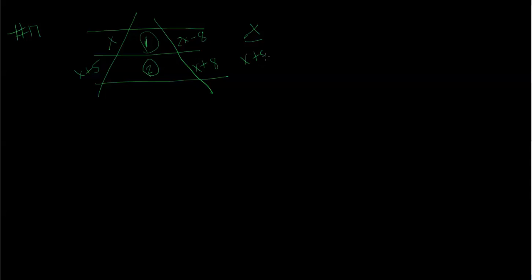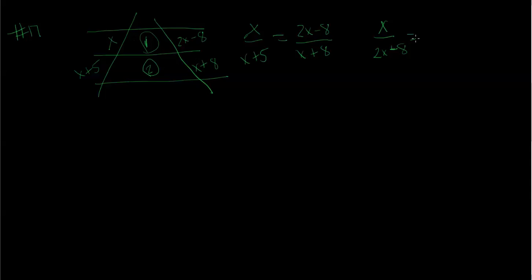Or I can say left side of 1 and right side of 1. So x over 2x minus 8 is equal to left side of 2 over right side of 2. Either way, I'm going to end up with the same problem here.